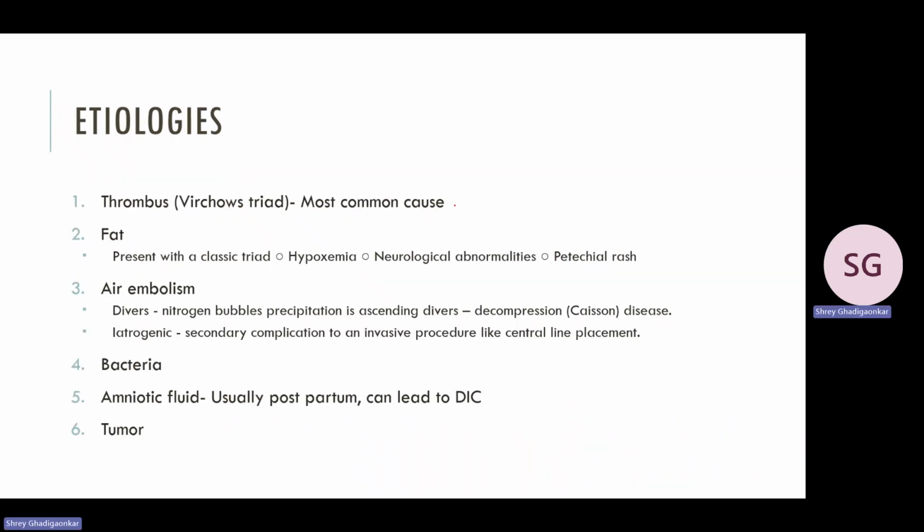Regarding the etiologies, one of the most common is thrombus, usually from a deep vein thrombosis. And this involves Virchow's triad. I'm pretty sure you guys have heard of this. So this involves what is known as a triad. You have a hypercoagulable state. You may also have endothelial dysfunction, which is the second one. And thirdly, you may have venostasis.